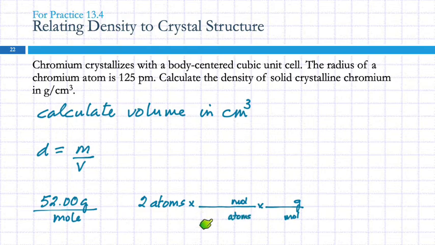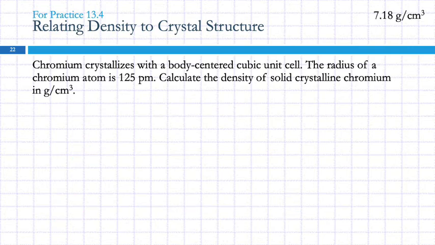What number do I use to convert between moles and atoms? Avogadro's number. And then this is the molar mass. And we're going to come up with a mass in grams that's really, really small. And that is going to be equal to the mass. You take that mass, you divide by the volume, and it comes out to be 7.18 grams per cubic centimeter.